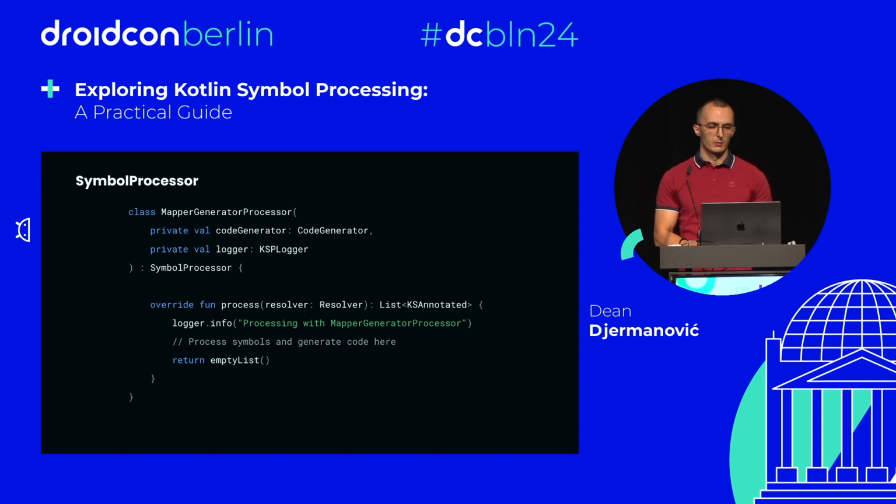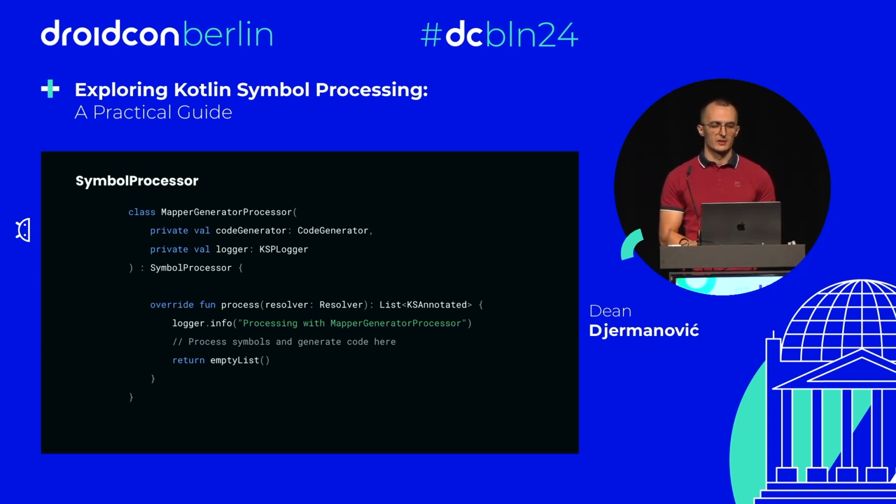After we've defined symbol processor provider, we can finally define our symbol processor. So symbol processor is the main component that will contain the logic for code generation during compilation. To create a symbol processor, we again have to create a new class that implements symbol processor interface, which is again part of KSP API.